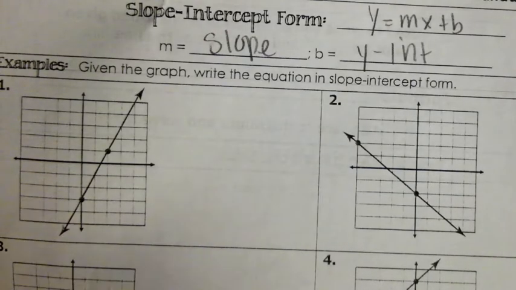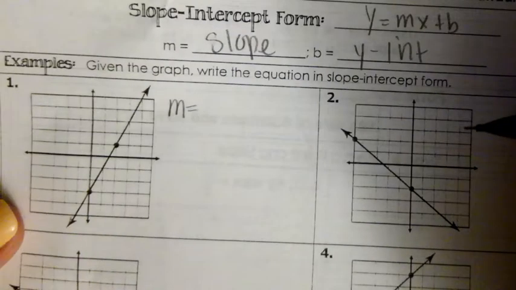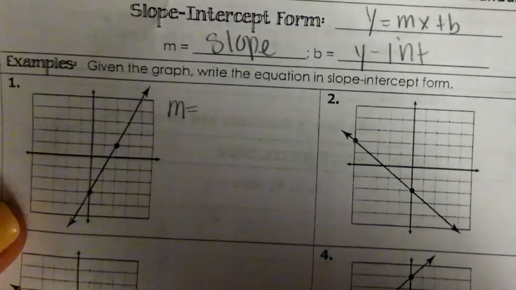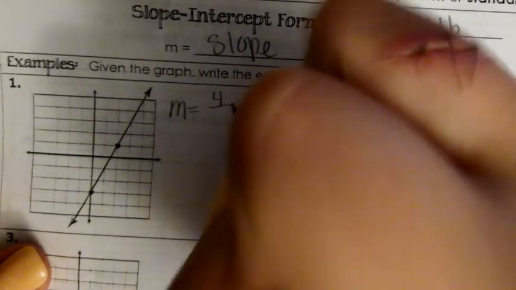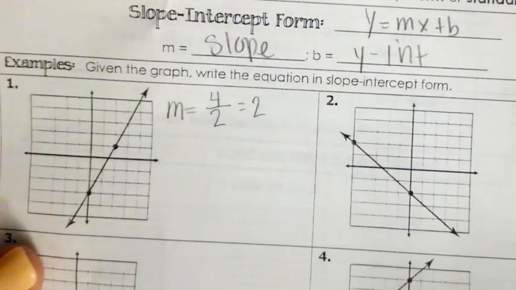I hope so. So if we have number 1, we want to write the equation of this line. The first thing we need to do is find the slope. So what is our slope? Well, just like we did on the last page, we need to count. 1, 2, 3, 4. Our rise is 4, and we went over 2. What does this reduce to? It reduces to 2, so our slope is 2.